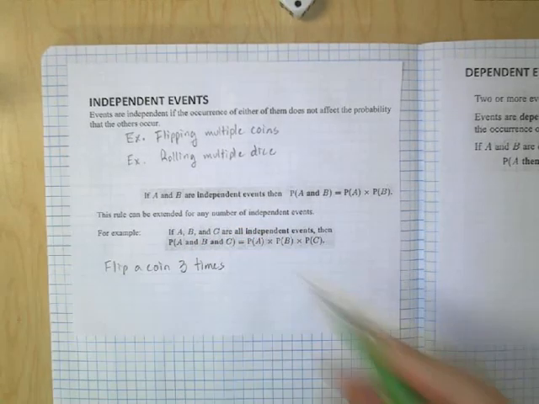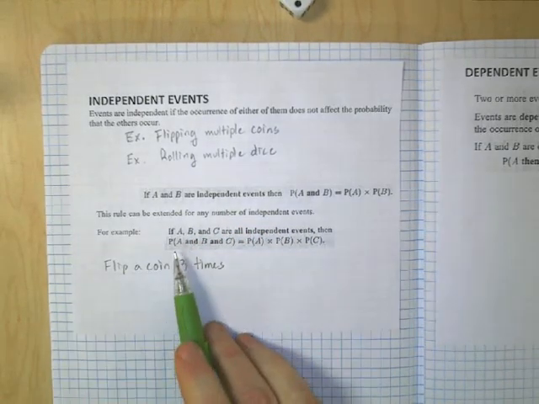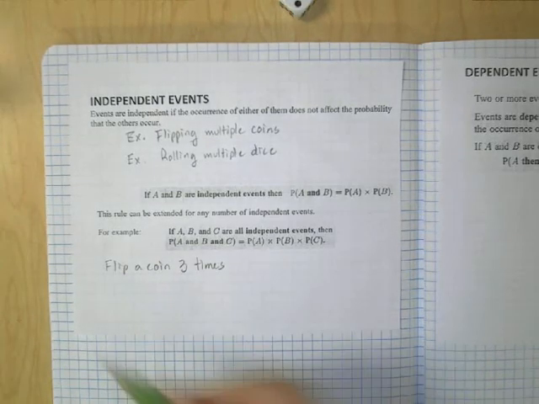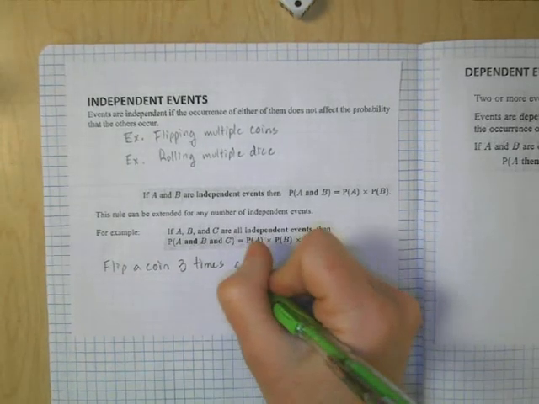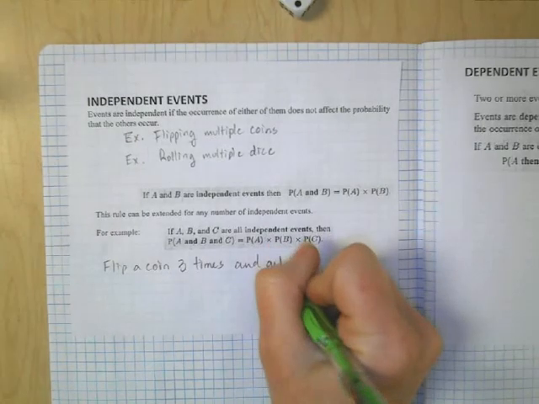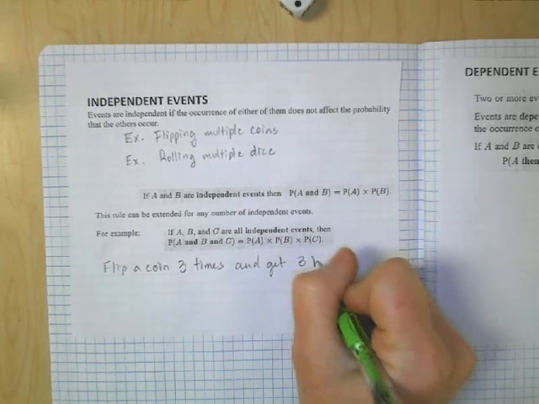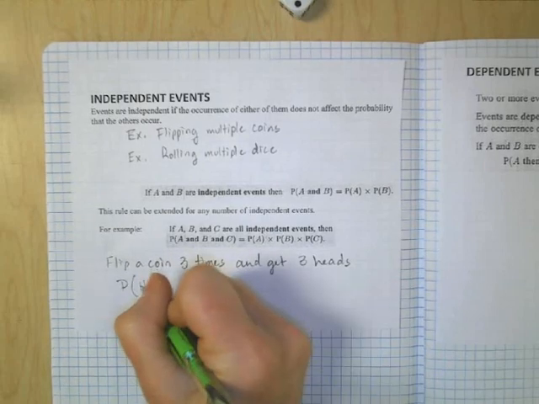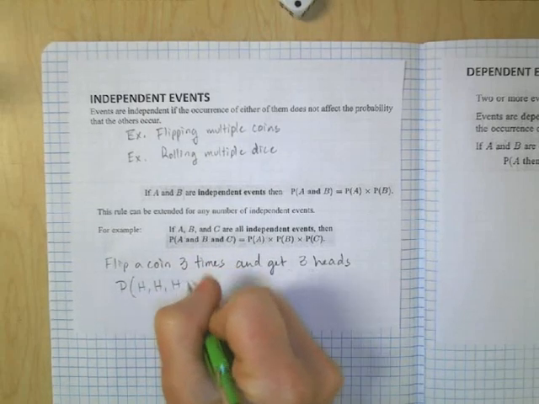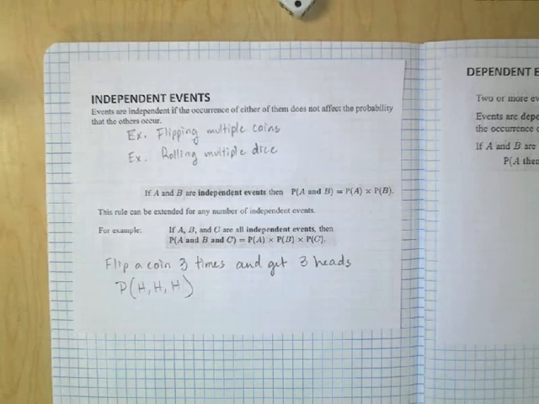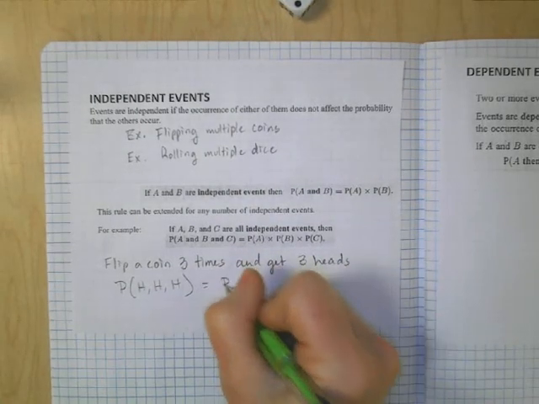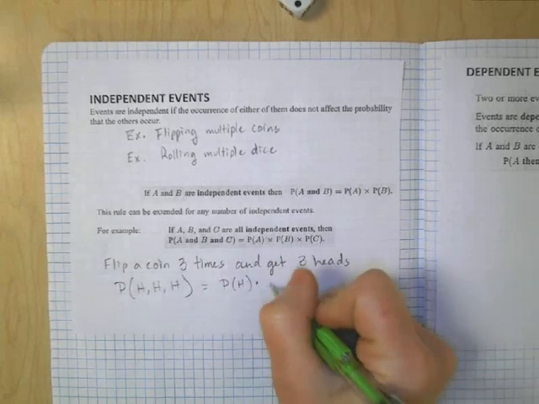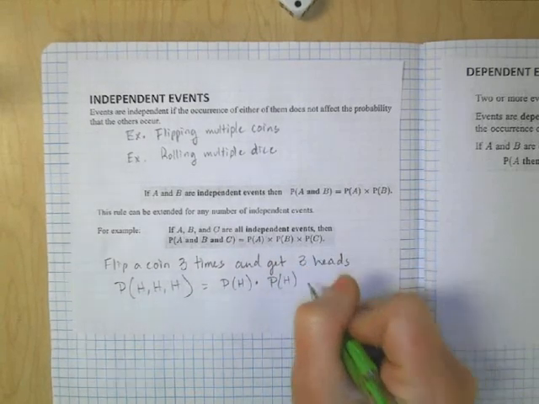So I can take the probability of, let's see, what do we want to get? Flip a coin 3 times and get 3 heads. Okay, I want to get heads each time. So that would be the probability of heads, heads, heads. I want to get heads 3 times in a row. I want all 3 of those to happen. Okay, so I can say that's the same thing as getting probability of heads times probability of heads times probability of heads.